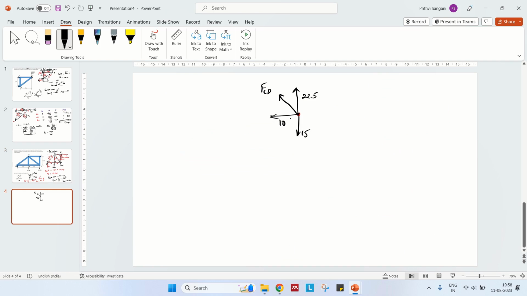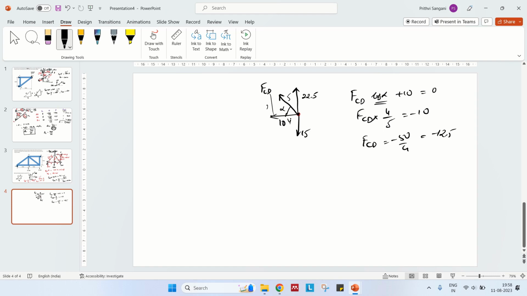We can either take FCD plus this FCD. Let's take this as alpha. FCD cos alpha plus 10 equals 0. FCD cos alpha. How much is this alpha? This is 4 and this is 5, so 4 by 5 is minus 10. What is this? FCD is minus 50 by 4, which is minus 12.5.